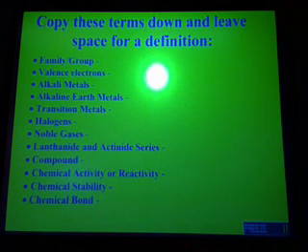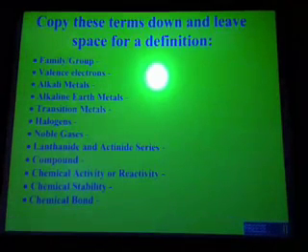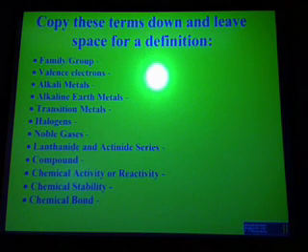I already gave you families of elements, okay? The first one, it covers most of these terms. It won't take you long at all to do the backside. I'm going to give you more than enough time to do the backside as well as read it. So take your time to really read the front side and copy those definitions over.